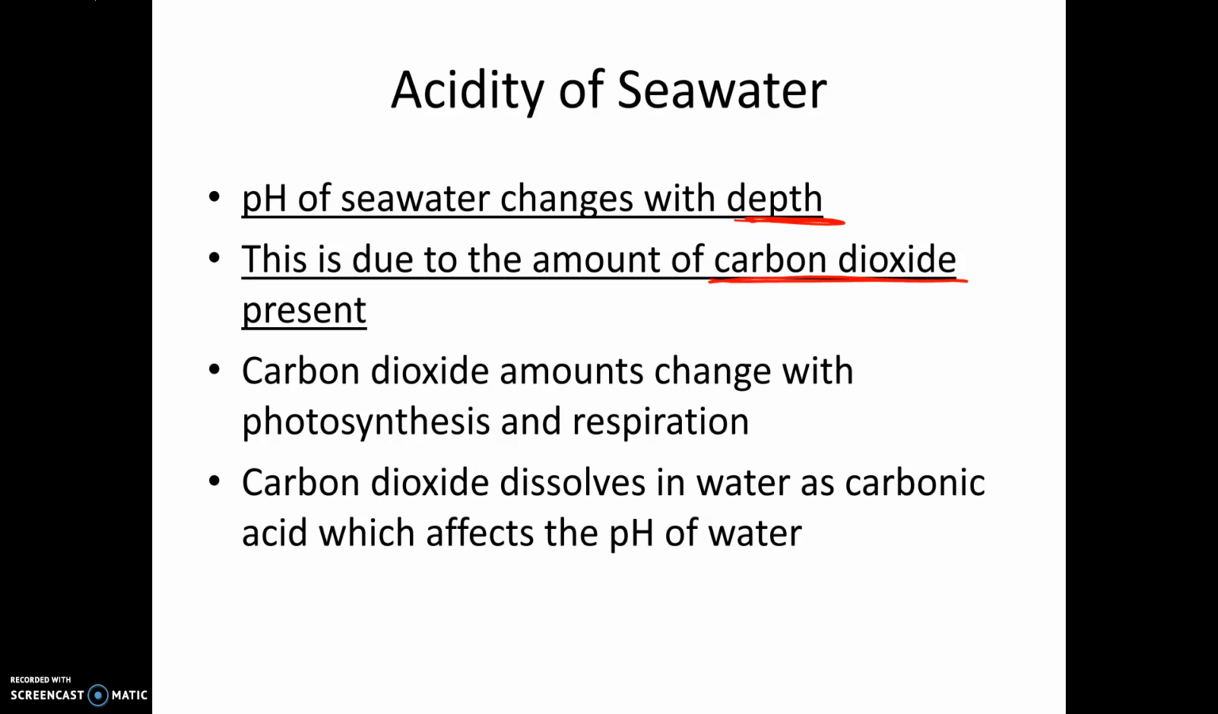So photosynthesis, we use carbon dioxide, and respiration, we give carbon dioxide, so we put more into the atmosphere. So carbon dioxide is dissolved in water as carbonic acid, which is going to affect that pH of the water. So in areas where we have less photosynthesis, like our aphotic or our benthic zones, we'll probably see a lower pH because of this carbonic acid. So the water is actually going to be more acidic the deeper we are because there's less photosynthesis occurring to take that carbon dioxide out of the water.